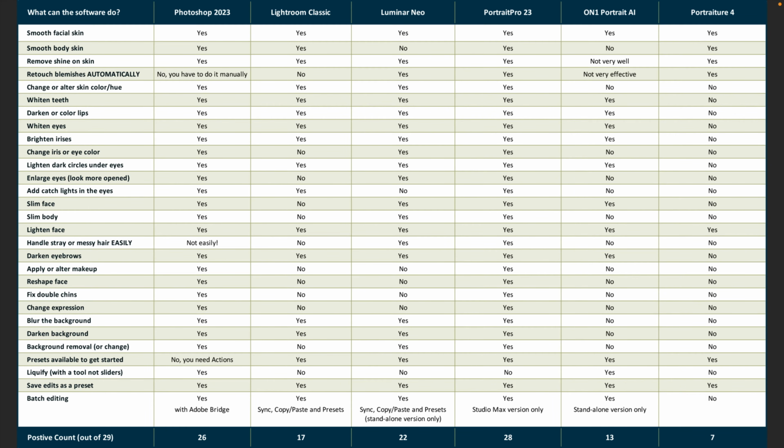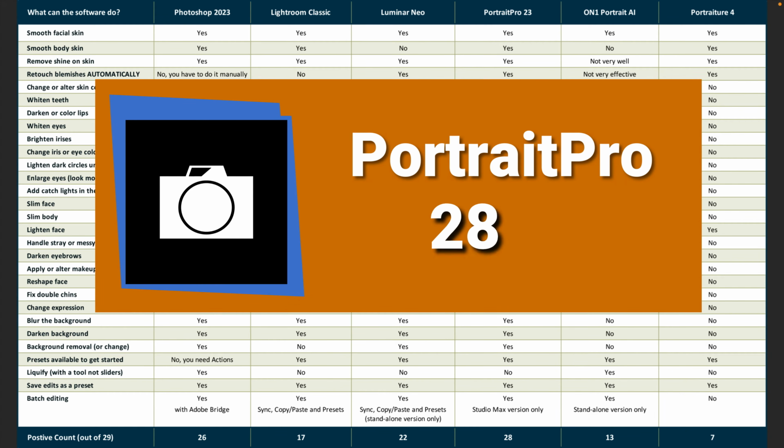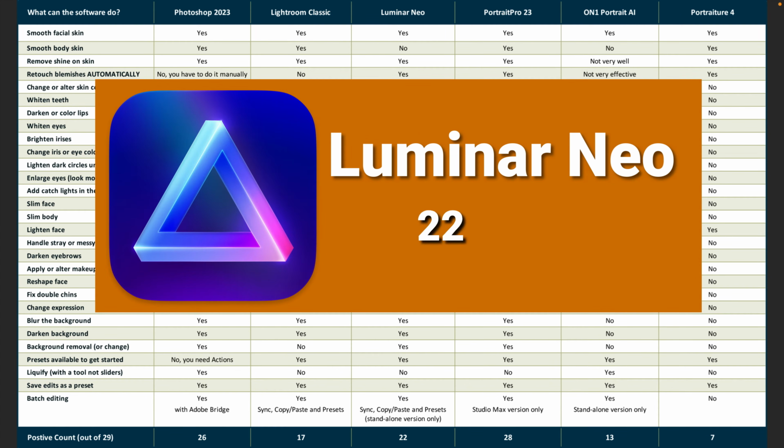Interestingly enough, out of the 29 things, Photoshop only got 26. The highest scoring was PortraitPro with 28. The only thing that it doesn't have is a liquify tool. Everything else it can do. The second highest scoring after PortraitPro was Luminar Neo with 22. It has almost all the same functions, minus a few of the face shaping and altering things like makeup addition. But for me, I don't really use those kinds of things or want them, so it was just extra stuff that I wasn't going to use anyways.